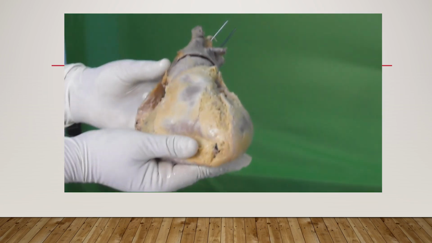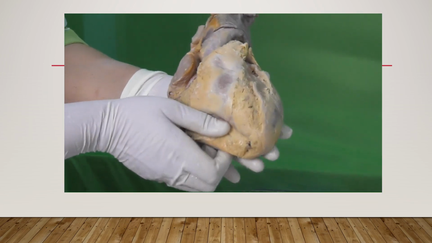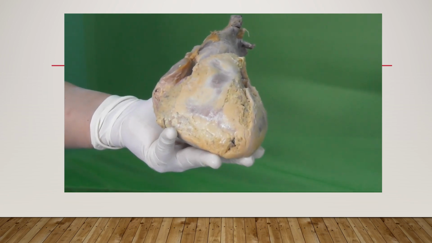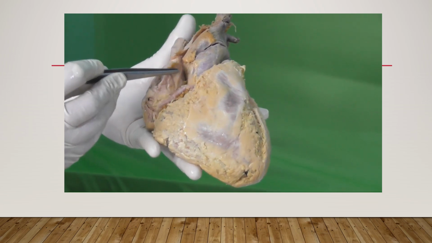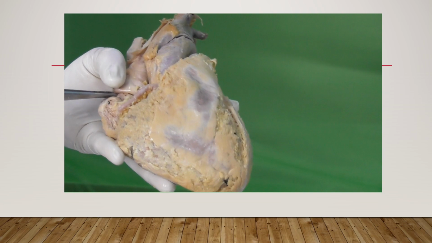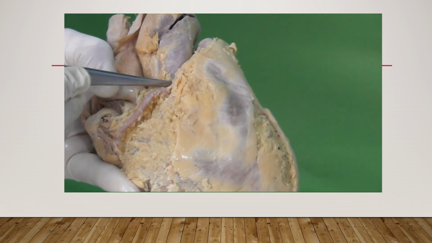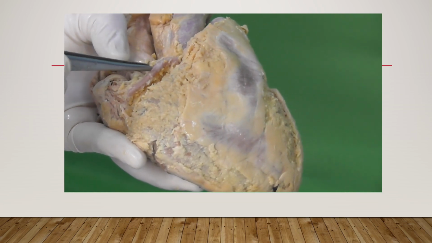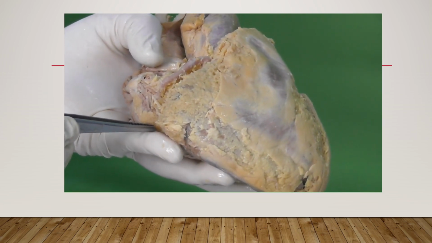Now coming to the blood supply of the heart. As we all know, the heart receives its blood supply mainly from the two coronary arteries, the right and left coronary arteries. Here we can see the right coronary artery. We have to just retract some portion of the right auricle. We can see the origin of the right coronary artery from the right aortic sinus. So here is the right coronary. Then it is going towards the inferior border.